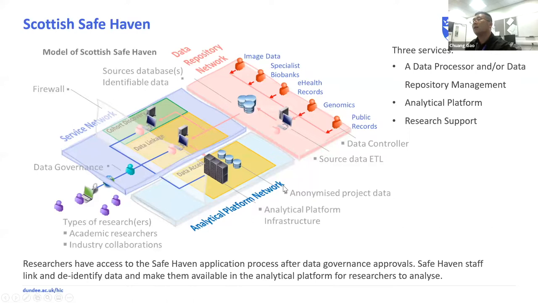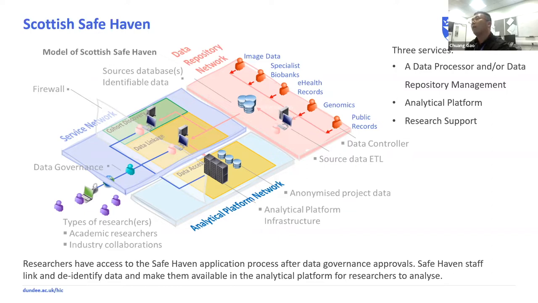through internet access. So the researcher has access to safe haven applications after data governance approval. The safe haven staff will link and de-identify the data and make the data available in the analytical platforms for the researcher to analyze. Each of the safe havens has a rule-based segregation of the team, specifying those with or without access to identifiable data. Within each safe haven, only a handful of people can access the NHS network and can see the identifiable data. They do so to really limit the risk of the identifiable data being leaked or compromised.